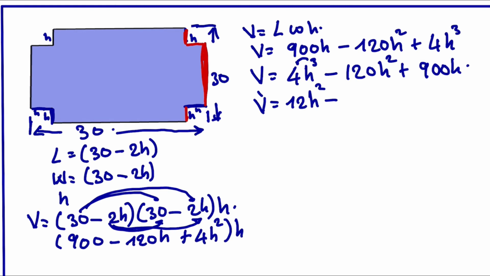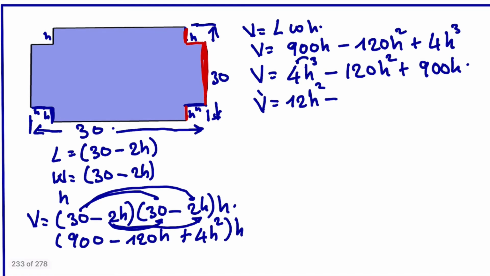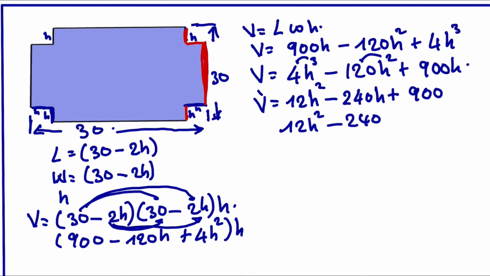Minus, if we do the same to this, we are going to have 240. If we minus 1, we'll be left with h. Plus, if we differentiate this, we are going to have 900. Now the next thing to do is to equate this to 0. So we are going to have a quadratic equation. V prime should be equal to 0. So we are going to have 12h squared minus 240h plus 900 should be equal to 0.